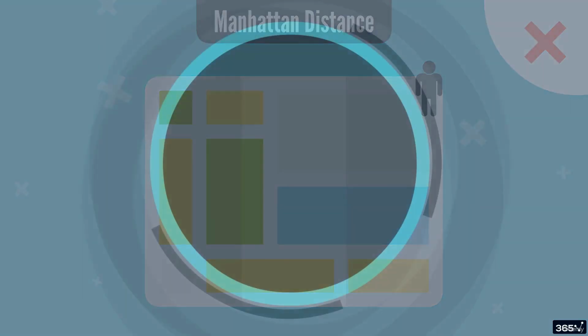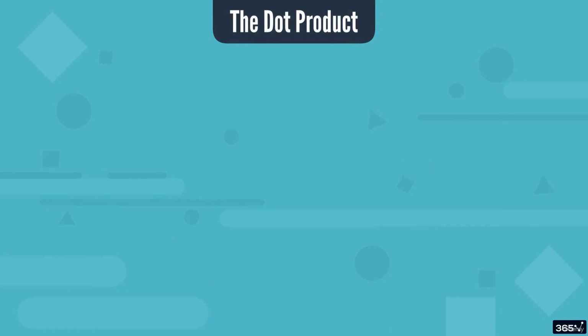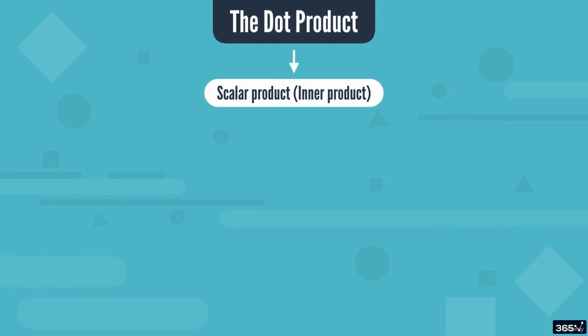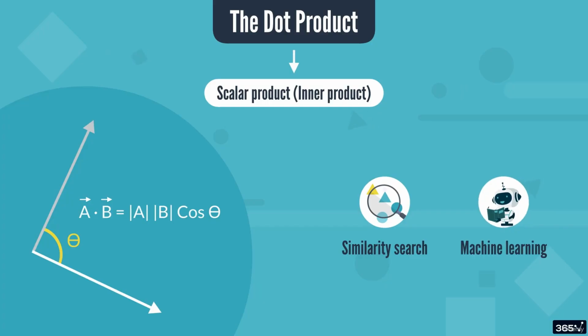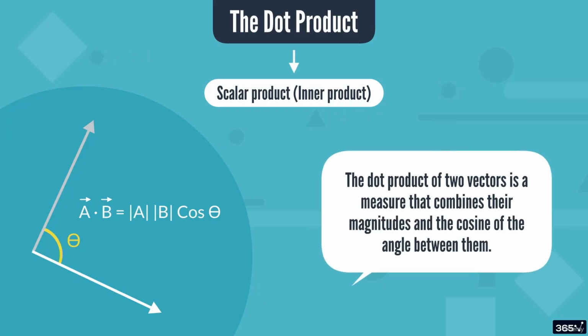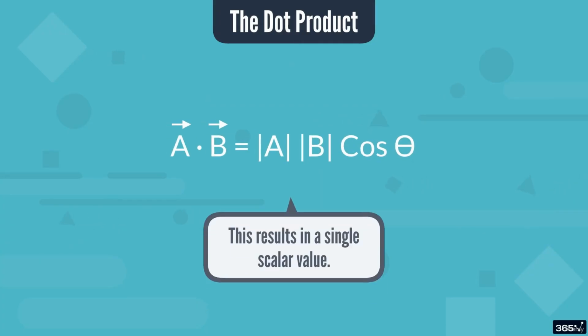Okay. Now it gets a bit more intriguing with a metric often used in vector databases, the dot product. The dot product, also known as the scalar product or inner product, is a fundamental operation in vector mathematics and plays a significant role in vector databases, especially in the context of similarity search and machine learning. The dot product of two vectors is a measure that combines their magnitudes and the cosine of the angle between them. Mathematically, for two vectors, a and b, the dot product is calculated like so. This results in a single scalar value.